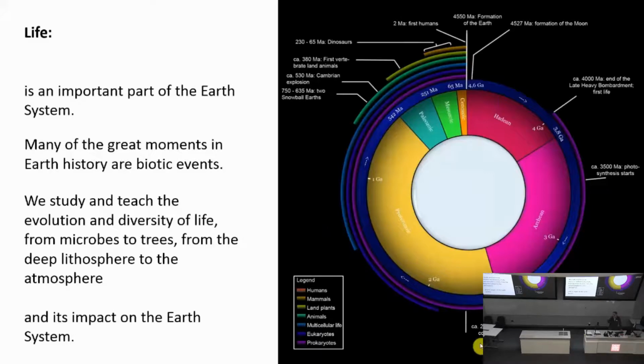So what we teach in our group is the evolution and diversity of life. And we're dealing with things which are so small that you can't see them, to vast trees, and from the deep lithosphere, where there are things living, up through the sea and the soil, and even into the atmosphere. And the way that impacts on what we call the Earth system, the way that the whole system of the Earth is working. My particular interest is in the evolution of land plants, which occurred about here in the great scheme of things. So you can see most of life history, most of Earth history has already gone by then, but we're going back about 370 million years.